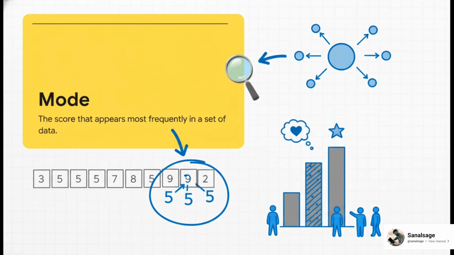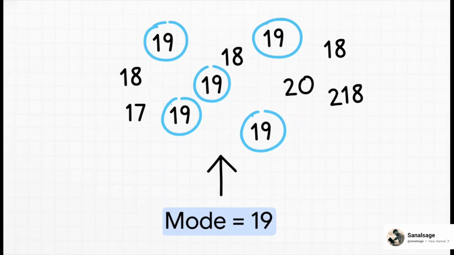Honestly, this one is the easiest of them all. It's just the score that shows up most often. It's the most popular kid in your dataset. So for instance, say you've got these scores from a memory test. You just scan the list and you see the number 19 pops up way more than any other number. That's it. Your mode is 19. It just tells you the most common thing that happened.